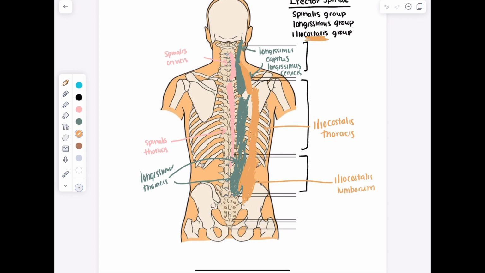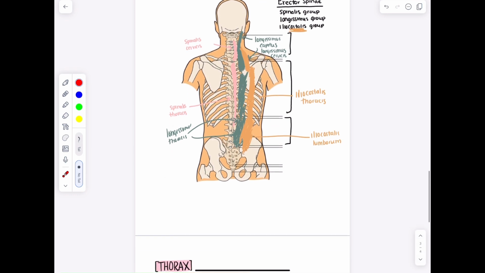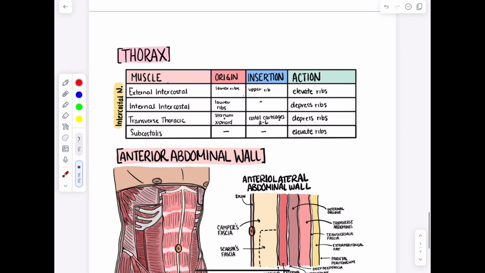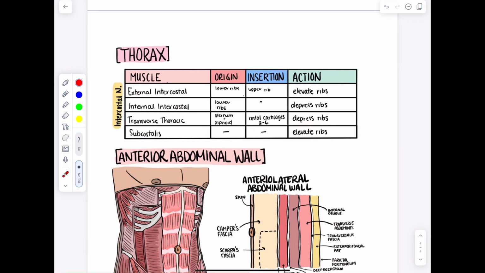Okay, so what you need to remember, spinalis is closest to the midline, then it goes longissimus, then it goes iliocostalis. Knowing those three is going to be kind of the start of the muscles that you need to know for the back. Now looking at the thorax, so we're looking more at the anterior aspect of the thorax, there are some important muscles to know.